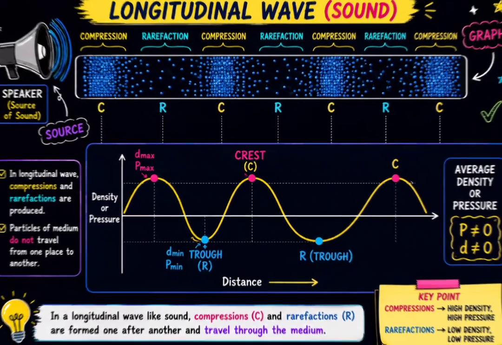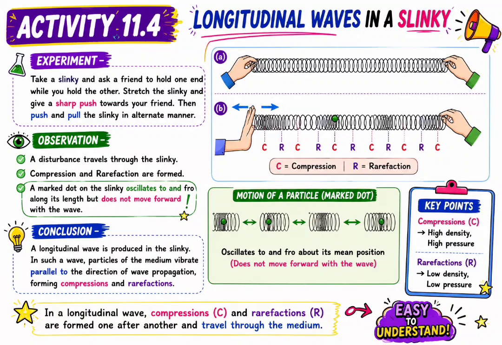Now, let's understand this concept with a simple activity. Activity 11.4. This is NCERT Activity 11.4. Take a slinky and ask a friend to hold one end. Stretch the slinky and give it a quick push and pull. You will observe that compression and rarefaction are formed and move through the slinky.